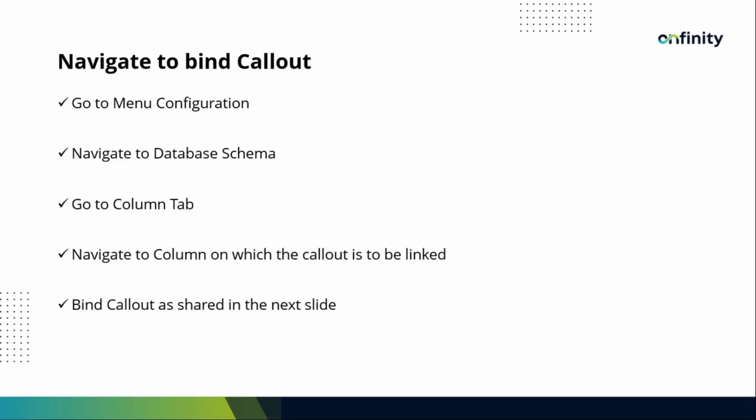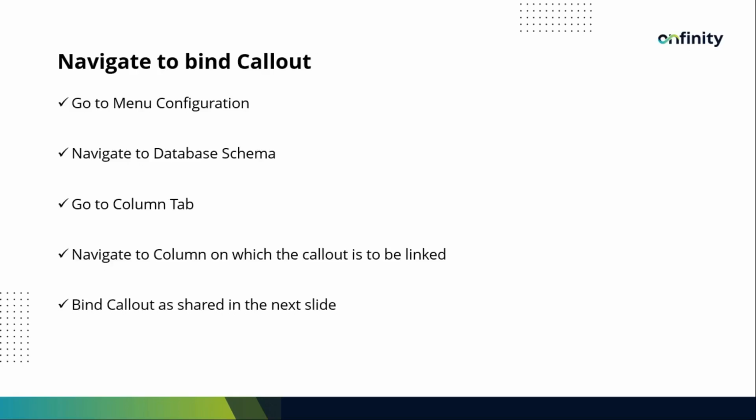To bind a callout to a specific column, we need to access the menu configuration. This involves navigating to the menu section from the home screen. Once there, we need to access the database schema, as the goal is to link the callout with a particular column in the database.